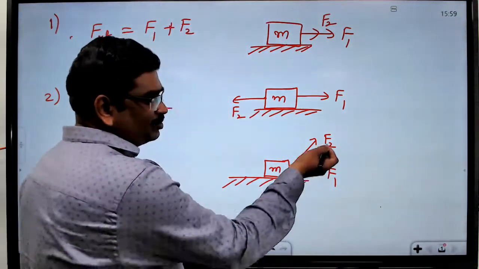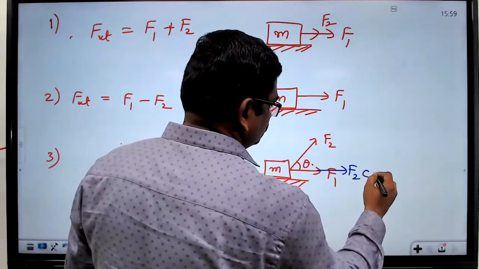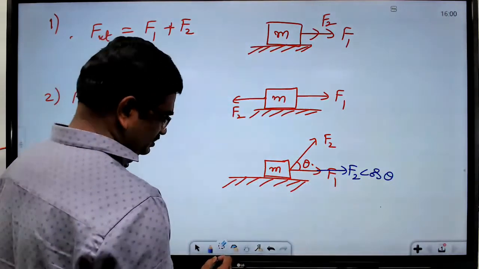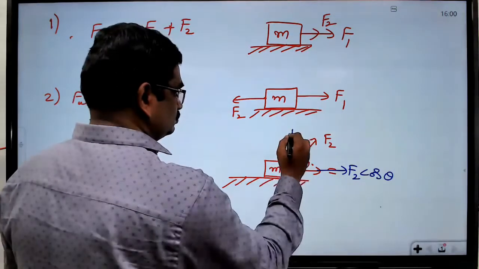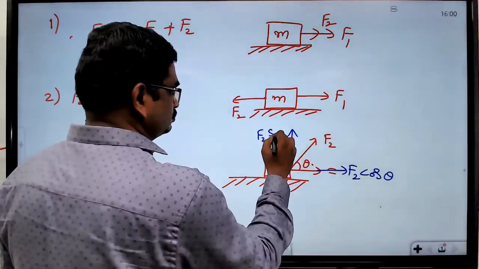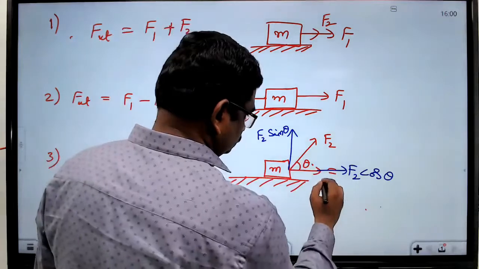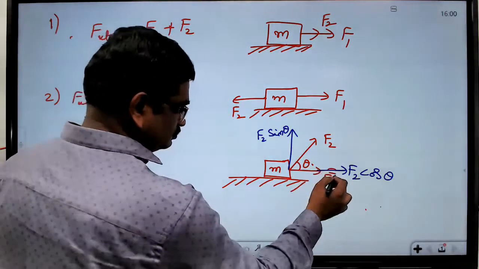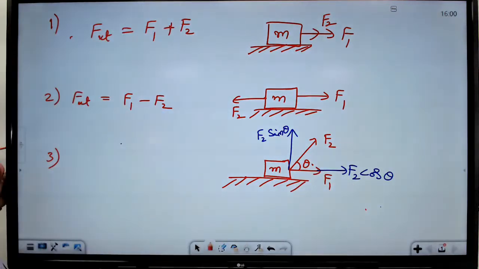Next, what are the components of F2? The horizontal component is F2 cos theta. Next, the vertical component is F2 sin theta. Now what is the net force? Assume it is moving on a horizontal surface.